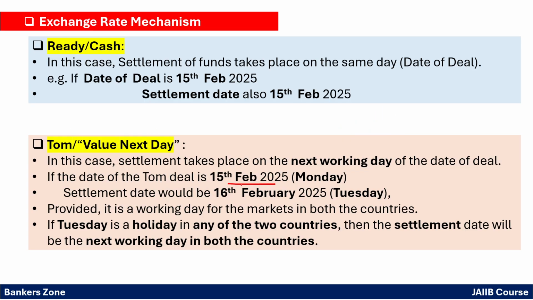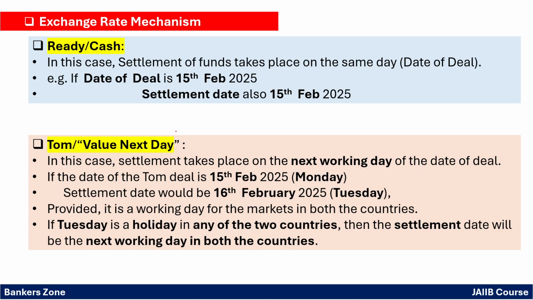So today you enter into the contract and tomorrow your deal is settled, right? Monday you entered into the contract, and Tuesday, the next day, there is the settlement. So when the date of the settlement is just next to the date of the deal, it is called the TOM basis or the next day contract.